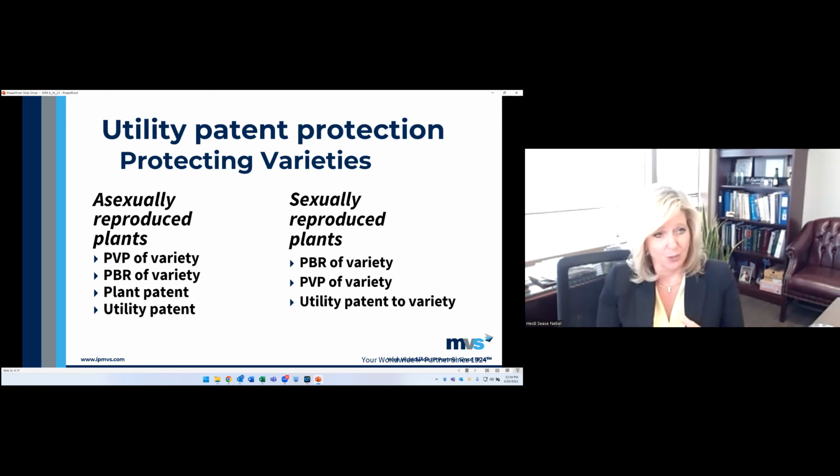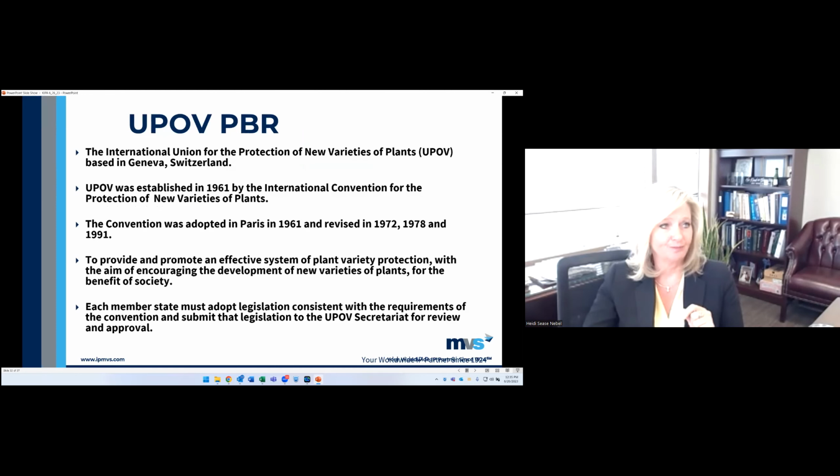For sexually reproduced plants, you could get a PBR, again internationally, a PVP of the variety, or a utility patent to the variety. I would also note that when we're talking about international, and I'll get into that in a little bit, Canada also, in addition to the United States, offers utility patent protection for plant varieties that are the result of traditional breeding. So the US and Canada are the two countries that allow for utility patent protection. And when you can get utility patent protection, I'm always going to urge that you seek utility patents.